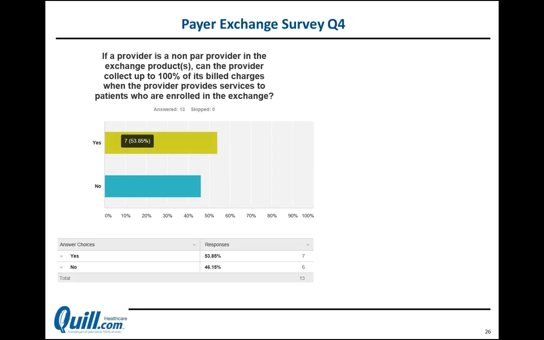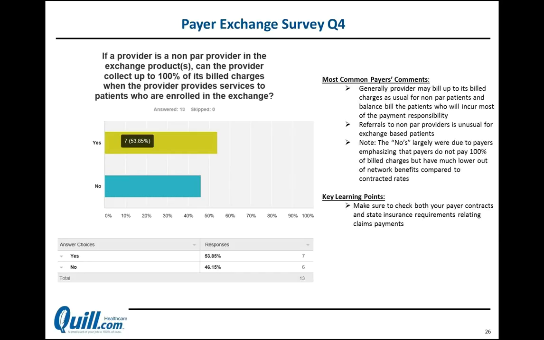Question number 4. If a provider is non-par, that is, they're not participating in the exchange, can you collect up to 100% of the bill charges when you provide services? Short answer here is yes, you can. The same rules, in essence, apply to being non-par relative to an exchange product as they do relative to being in a PPO or HMO product. The only difference is you may find that the burden of payment is higher relative to the amount that you're going to need to collect from a patient.